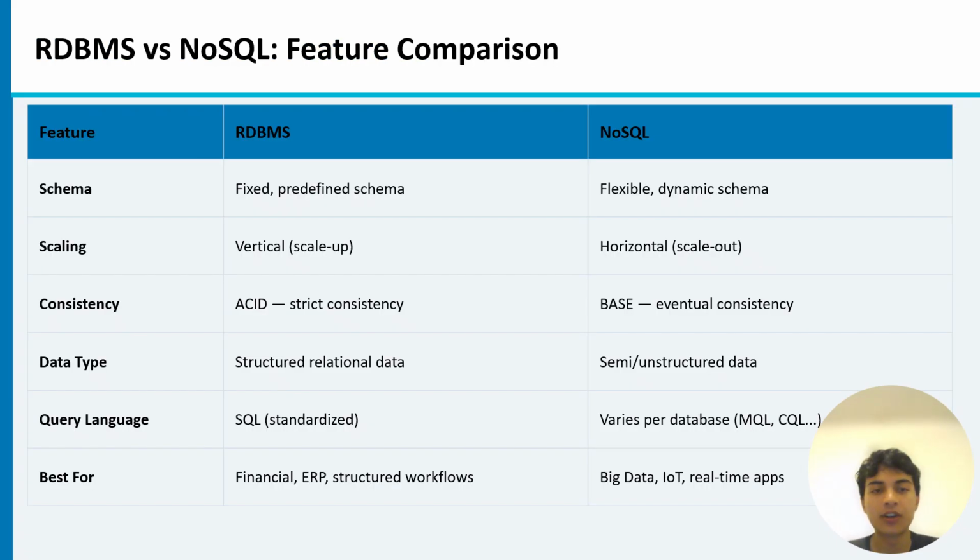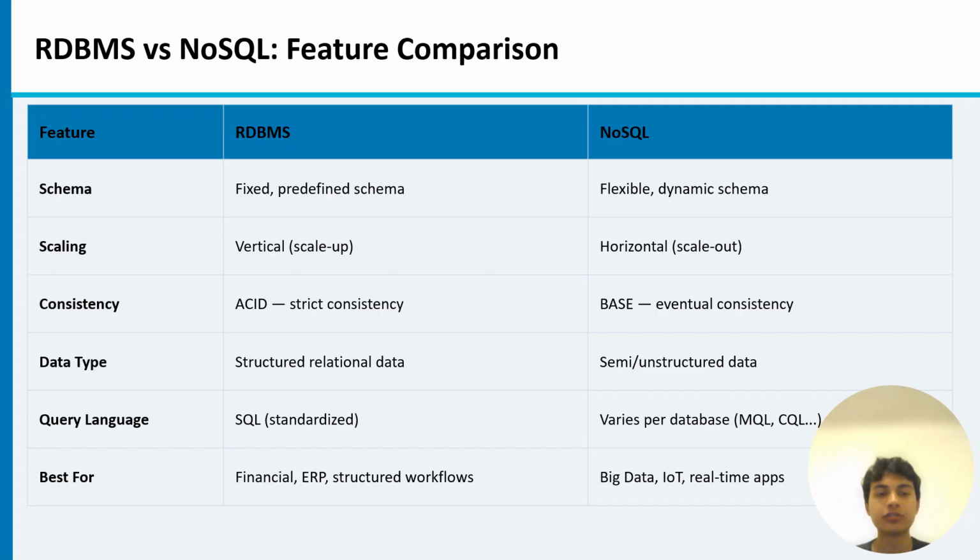So let's compare RDBMS and NoSQL. Talking about schema, RDBMS uses a fixed schema, meaning the structure must be defined before storing data, while NoSQL uses a flexible schema, allowing different records to have different structures. Secondly, scaling. RDBMS mainly uses vertical scaling while NoSQL uses horizontal scaling. Third is consistency. RDBMS follows strict ACID consistency while NoSQL often follows BASE, which we'll talk about in a later slide. And fourth is data types, in which RDBMS handles structured data like tables with rows and columns, while NoSQL can handle structured, semi-structured, and unstructured data like JSON, images, or graphs.